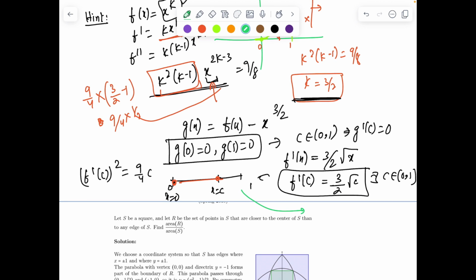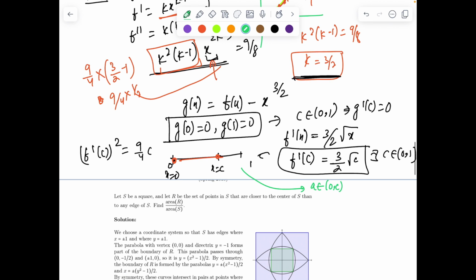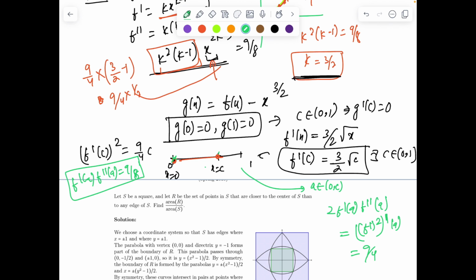How does it work? So what I'm doing over here: there exists some a belonging to (0, c) such that the derivative of the function, which means 2f'(a)f''(a), which is the derivative of f'(x) squared at a, is equal to 9/4. Right? That is directly from applying the mean value theorem over these two intervals. And thus we already got f'(a) times f''(a) is equal to 9/8 for some a belonging to (0, 1).